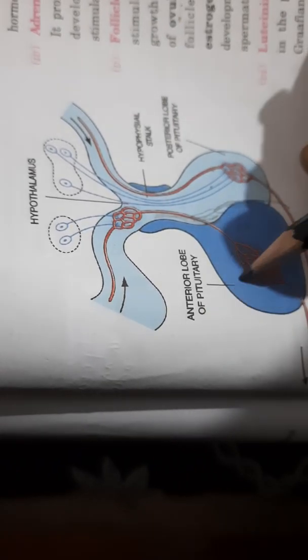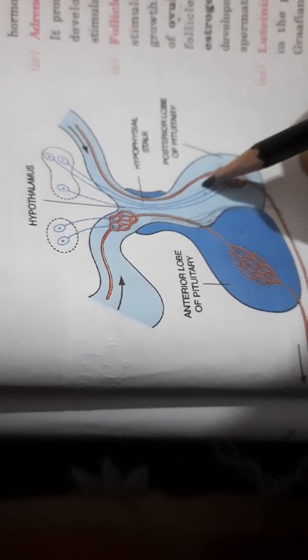And the third part of the pituitary gland is the back part, smaller than the front part, and it is the posterior lobe of the pituitary gland. Now the front part of the posterior lobe, I told you, is the intermediate lobe. So this complete part is the posterior lobe, and its front part is the intermediate lobe.